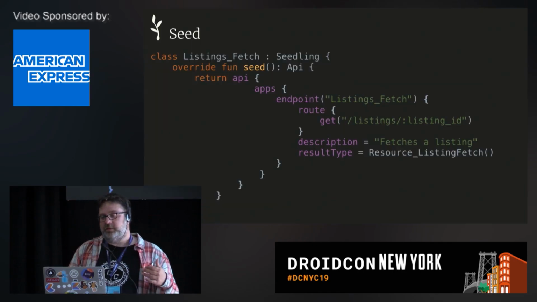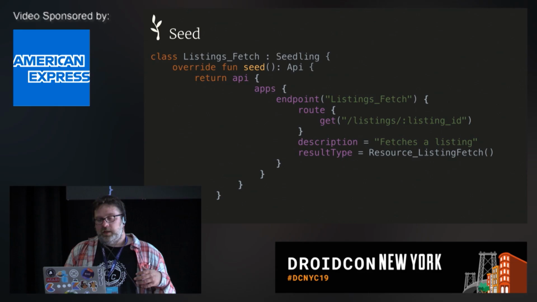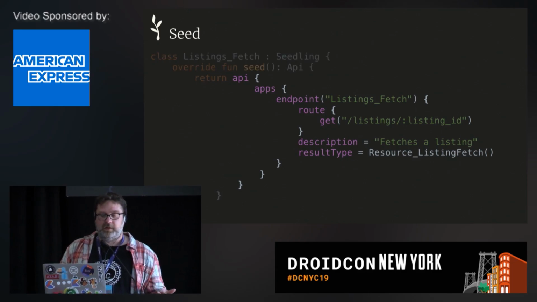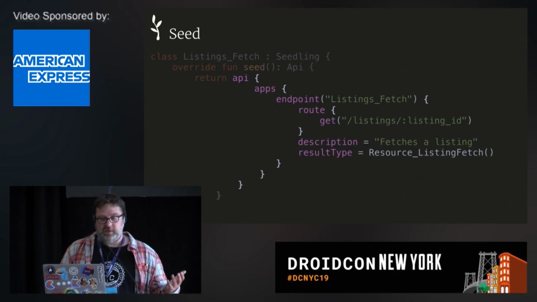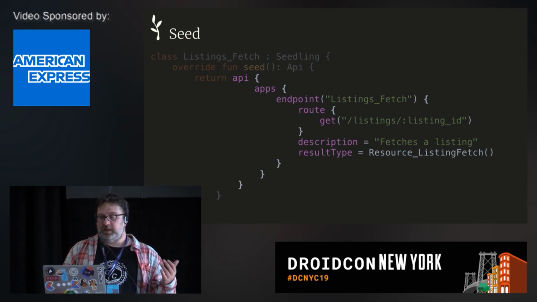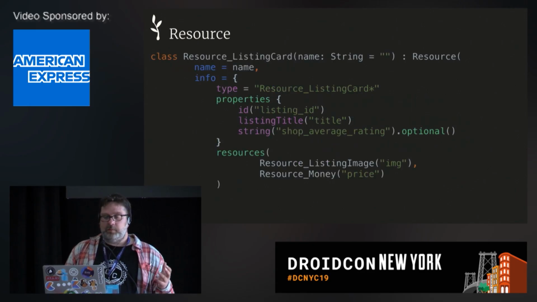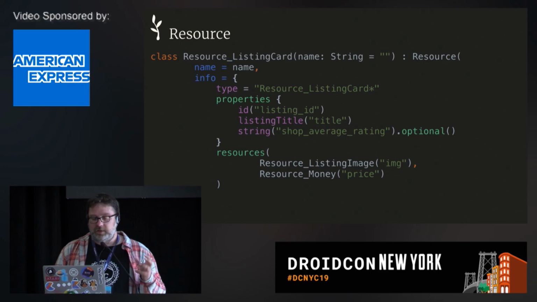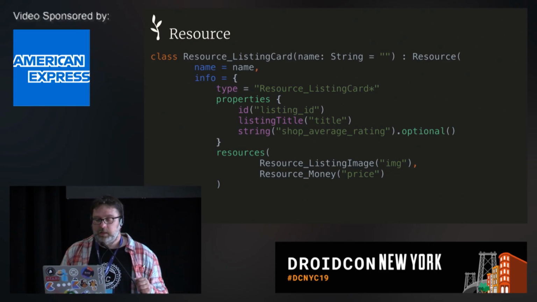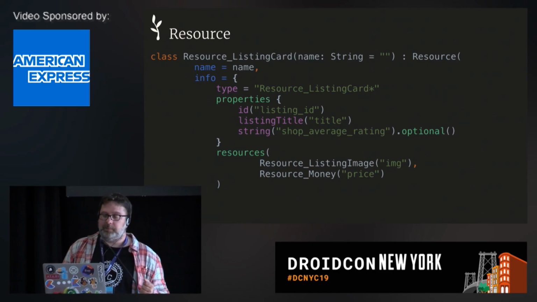First of all, the seed represents an API endpoint. And essentially, the important parts of our DSL are this. You can just see that we're calling this endpoint. API engineers would be immediately familiar with route and get and result type and things like that. The next most important thing is a resource. A resource is a concept in REST. It's a machine-readable definition of types, structure, nullability, and optionality. We'll come back to resources a little later, but this is what our resource looks like.